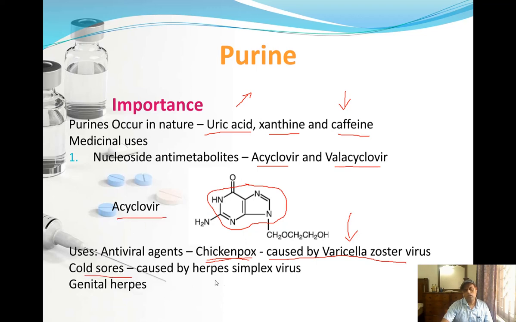Then cold sores. You might have seen this also. The blisters on the mouth, blisters on your lips. They are signs of cold sores caused by herpes simplex virus. So acyclovir can treat that. And genital herpes, it is a sexually transmitted disease which is caused again by a virus and treated by acyclovir.